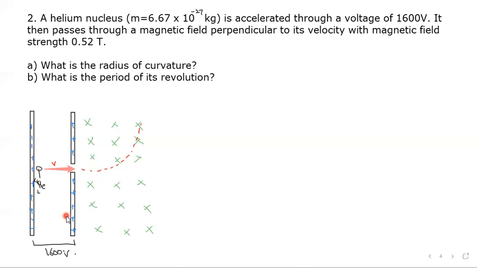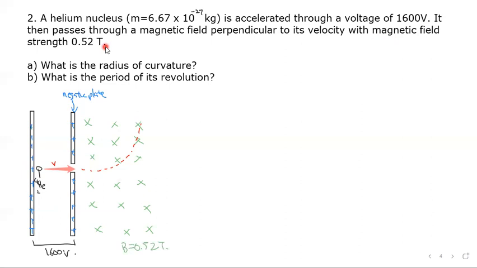And just ignore the signs here. This is the negative plate. So basically, we're going to have the positive plate to the negative plate, and it's just going to accelerate across a voltage of 1,600 volts. And then once it gets accelerated, it's going to pass through a magnetic field that's perpendicular to the velocity. In this case, I've drawn it as into the page. And then you've got a magnetic field strength of 0.52 Tesla.